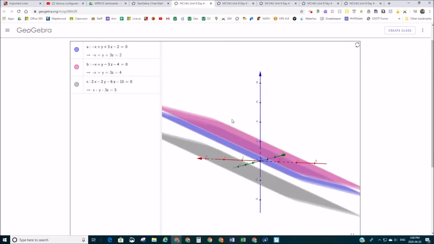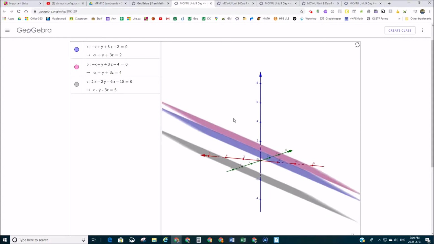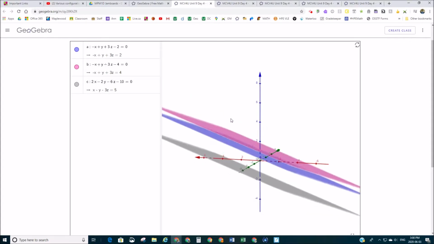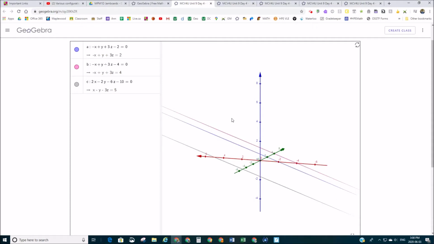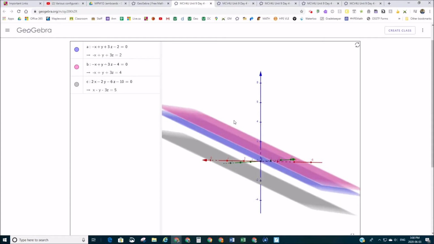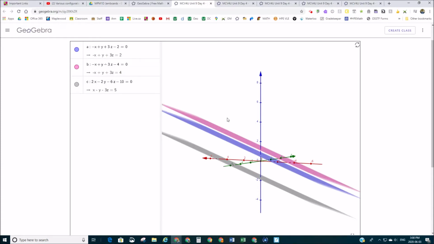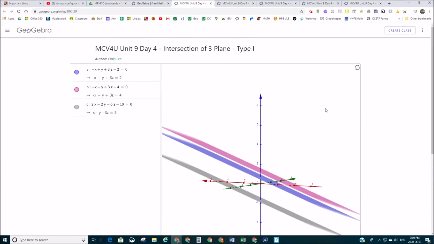Okay, so our first scenario, our first option when you're investigating the intersection of three planes, is that they don't intersect. There you can see them clearly not intersecting. So this version is called Type 1. There are 4 different types, and in some of the types, there are some subtypes. The first type, Type 1, is when we have 3 parallel and distinct planes, and therefore there is no common intersection of the 3 planes.